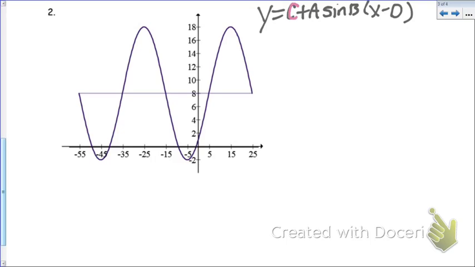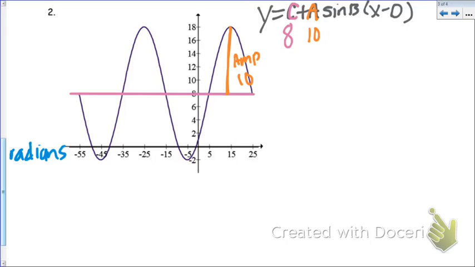The first one I want to find is C. My C is my middle, and if you look on this graph, my middle is at 8. So that means the vertical shift of my graph is 8. The amplitude is the distance from the middle to the top or the middle to the bottom, and that height, that amplitude, is 10. So my A in this case is 10. Now I need to determine what B is. Remember, B is not the actual period itself, but I need the period to determine what B is. And this graph is actually going to be in radians.